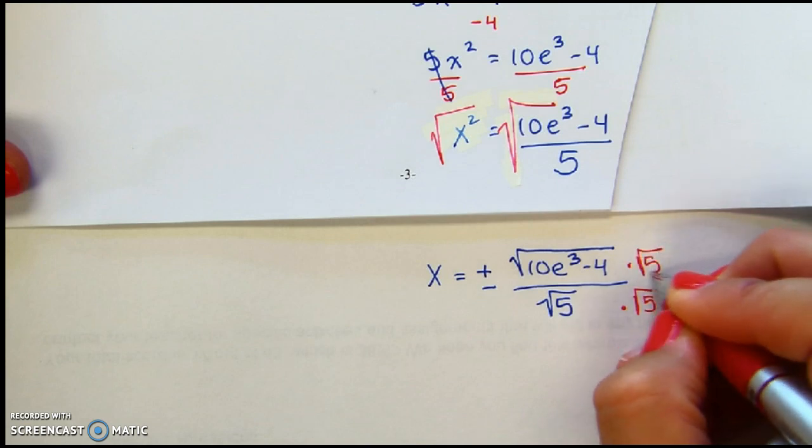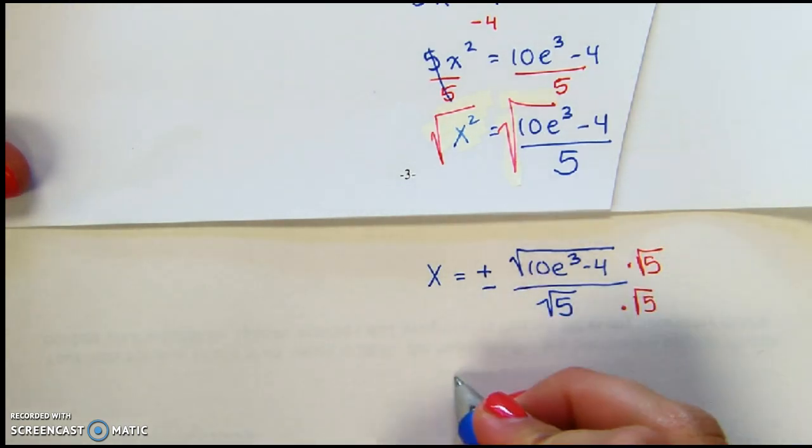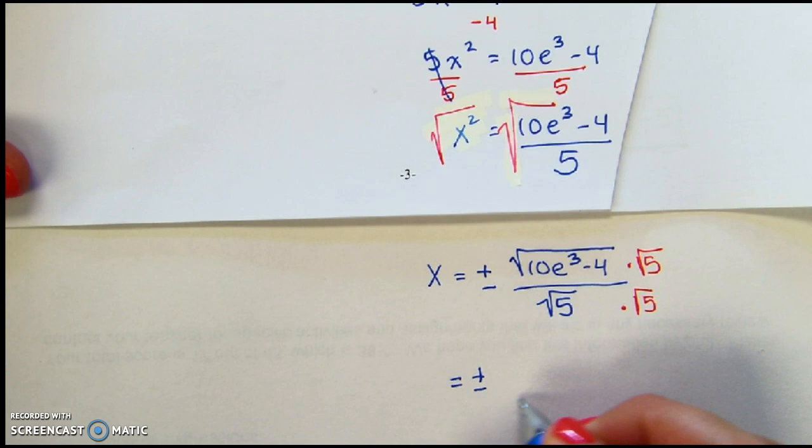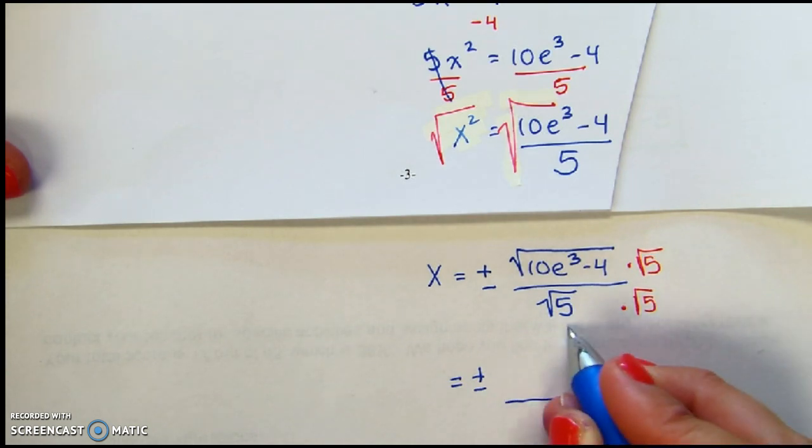Are they all going to be this lengthy? No. Okay, why did we rationalize the denominator?